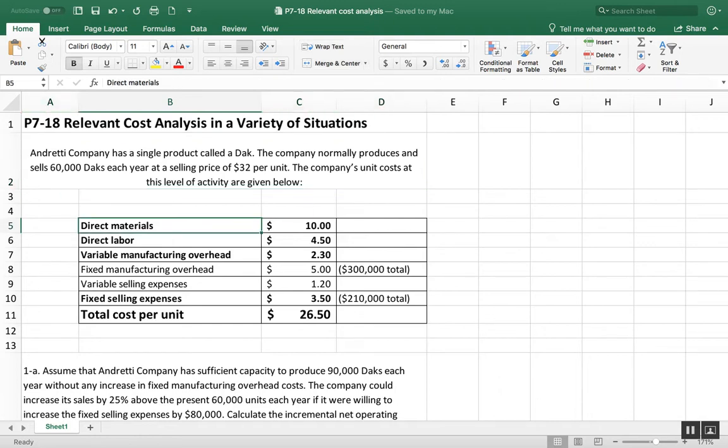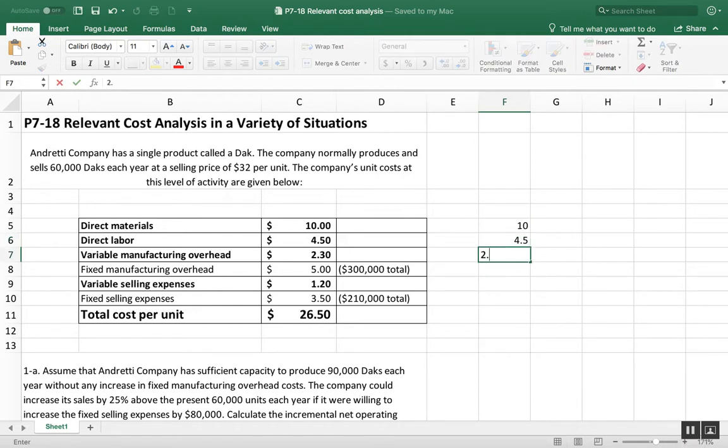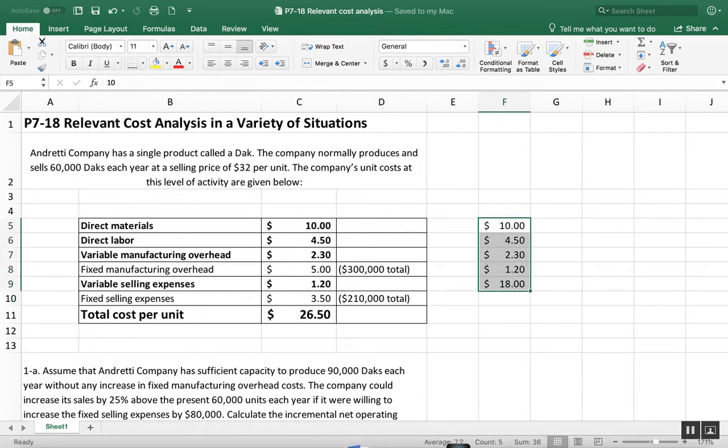Now, they didn't bold it like I did, but I wanted to point out that this bolding helped me determine what the true variable costs were, except I bolded the wrong one. And that is going to help me figure out what my contribution margin is. So over on the side here, what I'm going to do is add my $10 plus my $4.50 plus my $2.30 plus my $1.20, and that's going to give me $18. What does that mean? Well, that's our variable costs.